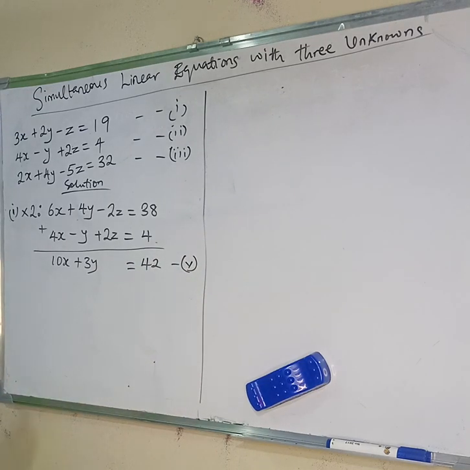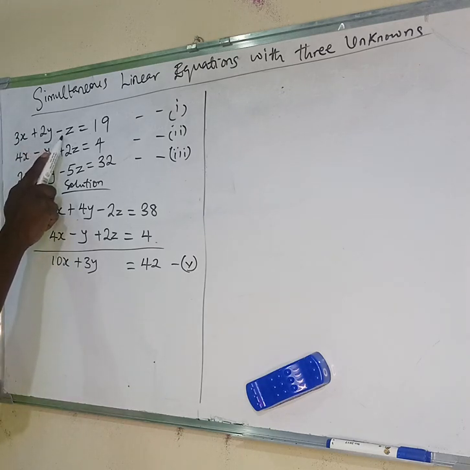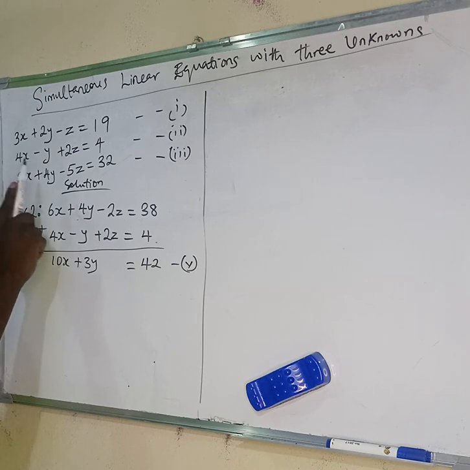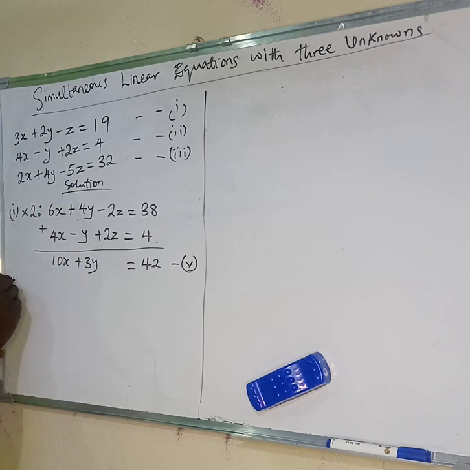Okay, so we're also going to identify another pair of equations that we can also use to eliminate z. So we say equations 1 and 3. Now, if you look at the coefficient of z in equation 1, it is 1, and the coefficient in equation 3 is 5. So it means that if we multiply equation 1 by 5, the coefficient will be the same, so we can eliminate. So we also say equation 1 multiplied by 5.